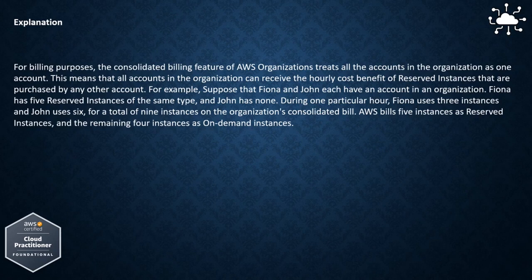For example, suppose that Fiona and John each have an account in an organization. Fiona has 5 reserved instances of the same type, and John has none. During one particular hour, Fiona uses 3 instances and John uses 6, for a total of 9 instances on the organization's consolidated bill. AWS bills 5 instances as reserved instances, and the remaining 4 instances as on-demand instances.